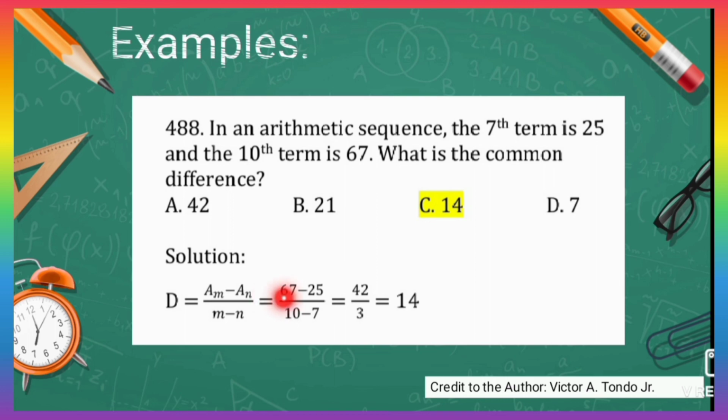So, 67, ayan, ito yung 10th term, and then 25. Kasi yung tinatanong dito, ano yung common difference ni 7th term kay 10th term. So, 67 minus 25, the answer is 42. Over 10 minus 7, the answer is 3. So, 42 divide 3, the answer is 14. So, yung common difference ni 7th term na 25 at yung 10th term na si 67 ay 14 yung common difference nila.